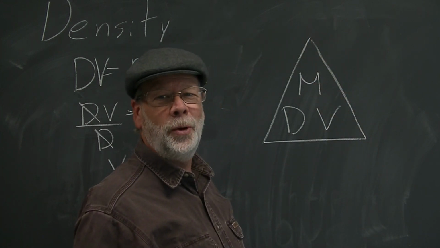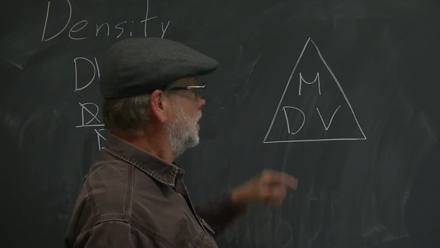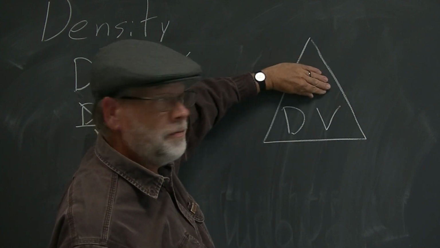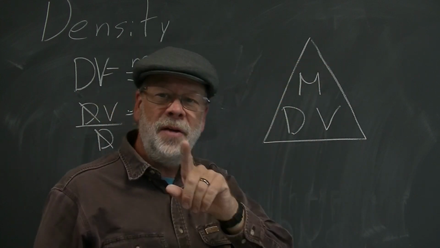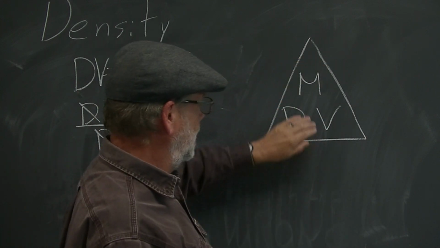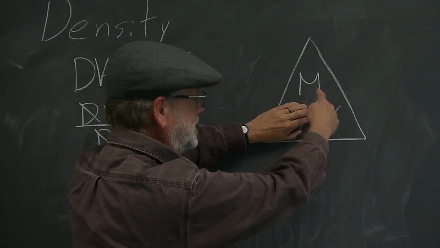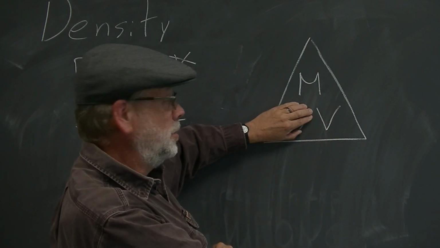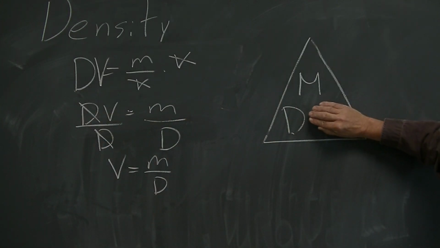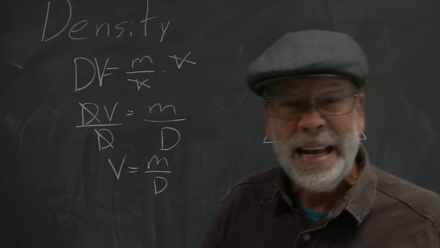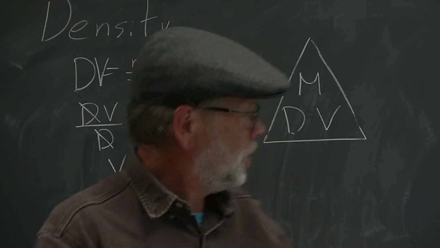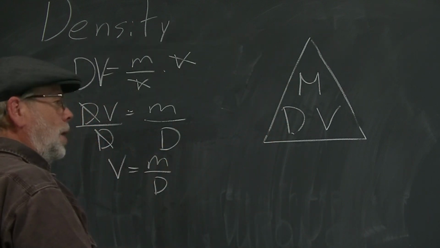Now here's the cool part. If you're looking to solve for the mass, cover the mass. What do you need to do? Density times volume. If you need to solve for the density, cover up the density and you have mass divided by volume. If you're trying to solve for volume, cover that up and you have mass divided by density. It's a good trick. Shh. Okay? So let's do an example.